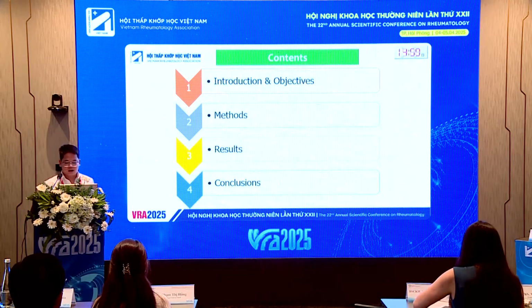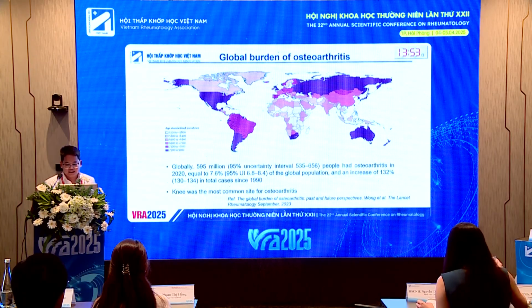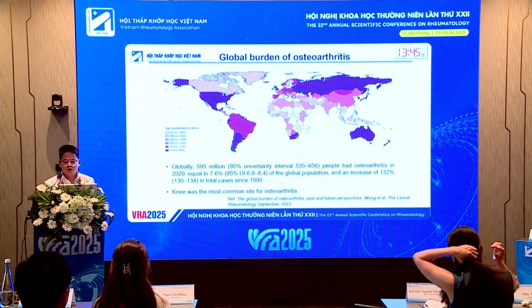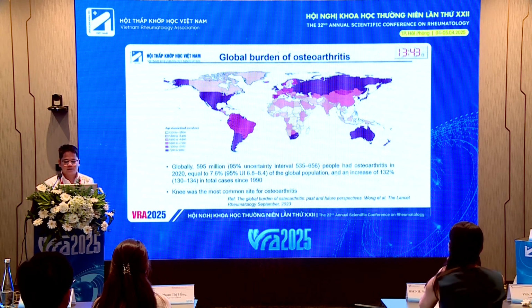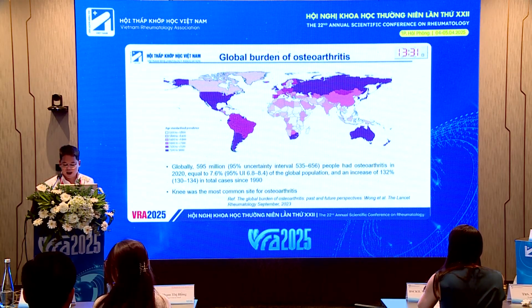My content includes 4 parts. OA, osteoarthritis, in its turn, is the most common articular disorder rising with population age and affecting up to a fifth of people worldwide, being the most prevalent cause of joint disease globally, and the knee was the most popular site for osteoarthritis.